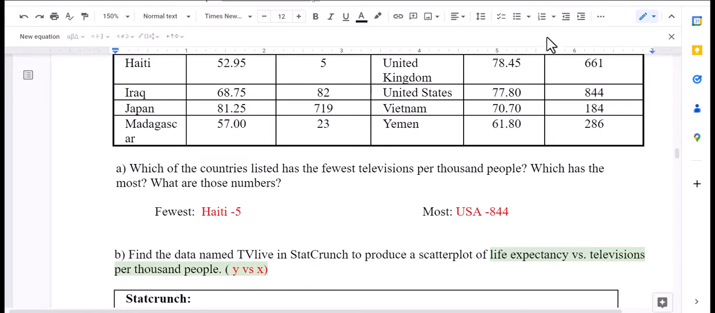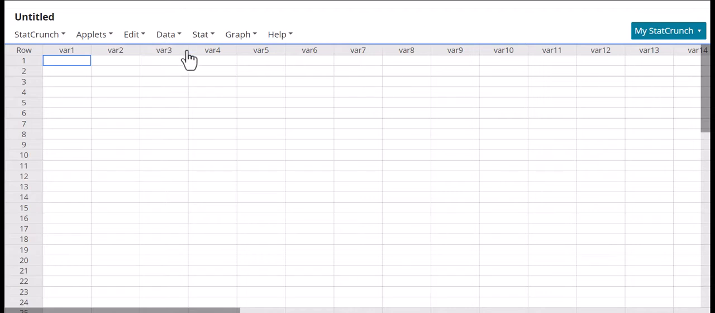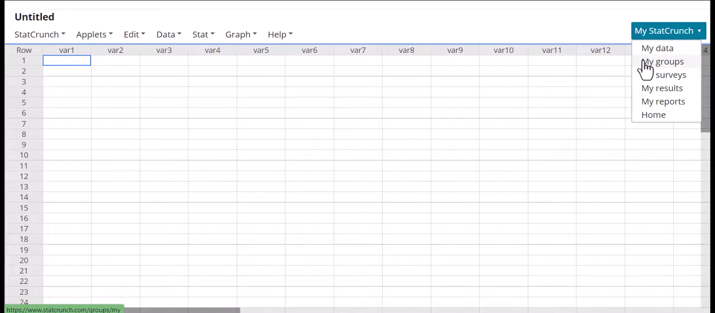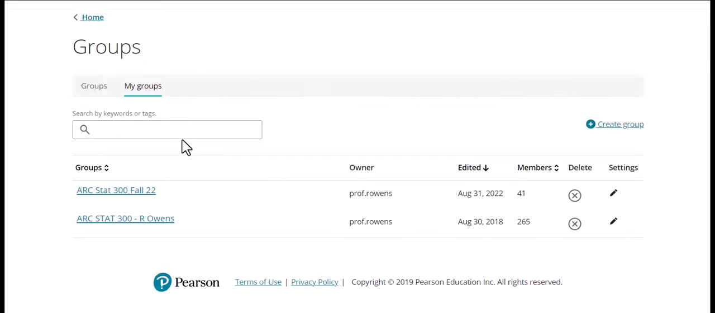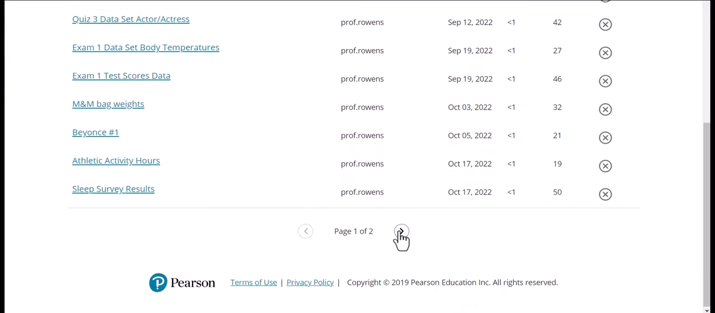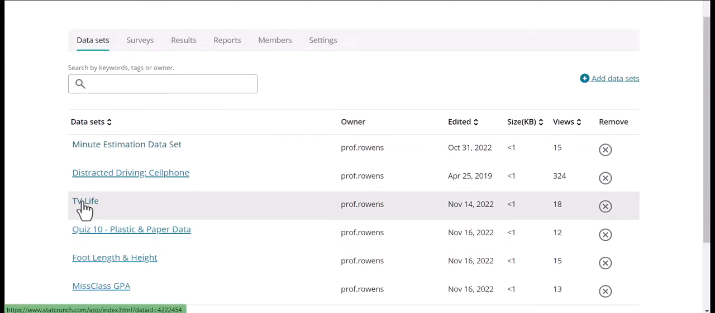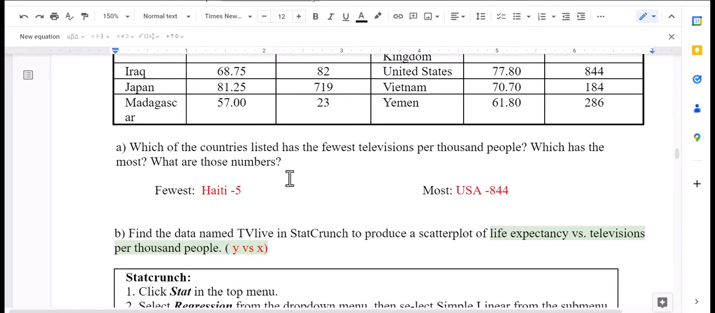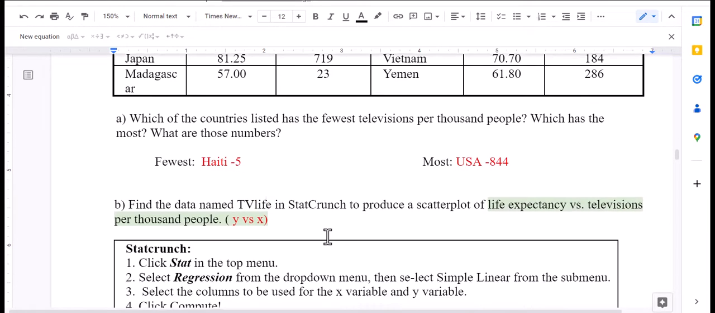So let's go to StatCrunch and find that data. Once you open up StatCrunch, you want to go to My StatCrunch and go to My Groups and find our group. And then we're looking for the data that was TV Life. Is that what it was called? Let's double check. I think that's what it is. Yes, TV Life.